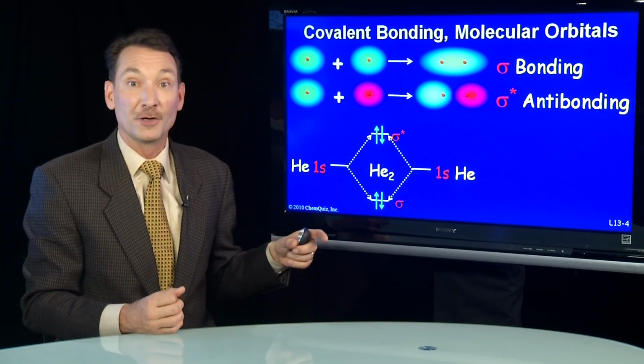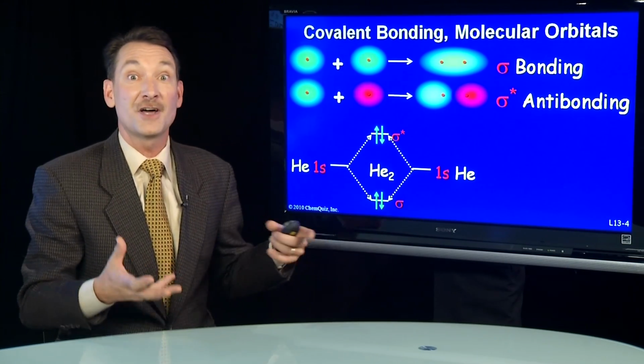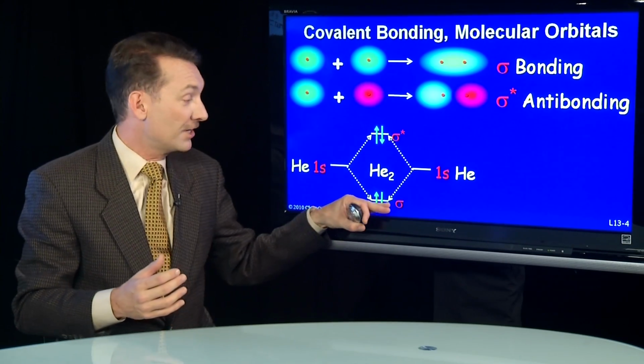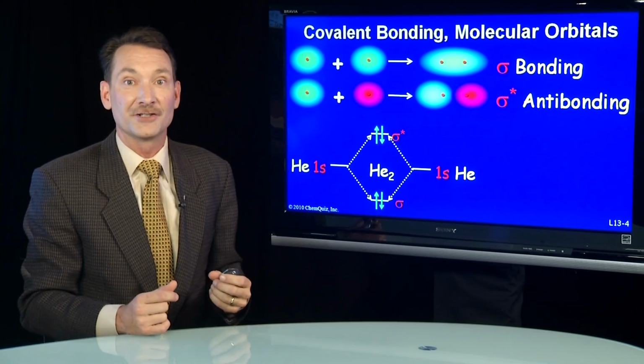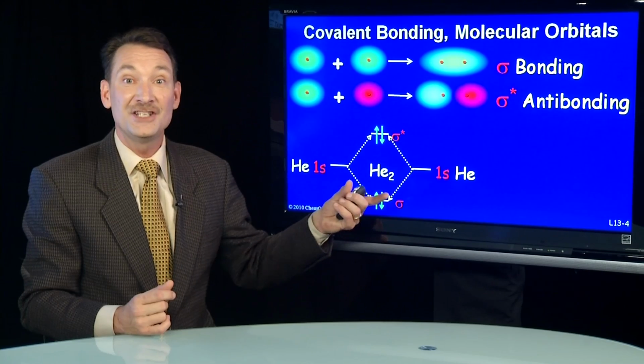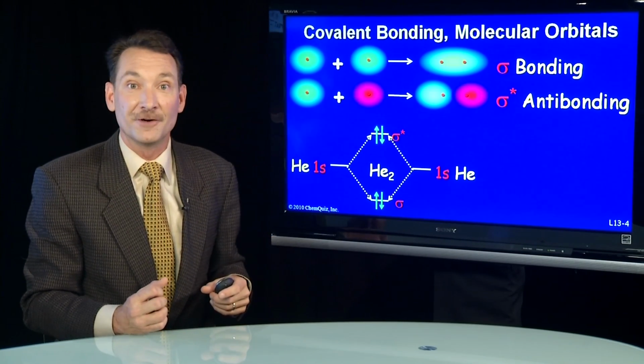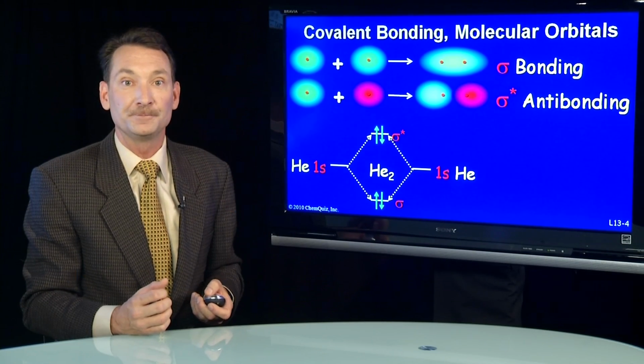Now, the bonding orbital is favorable for bonding. The antibonding orbital is unfavorable for bonding. A lower energy interaction and a higher energy interaction. So those two cancel each other out. Helium, He2, the molecule, doesn't form because it's not favored by the molecular orbital system.